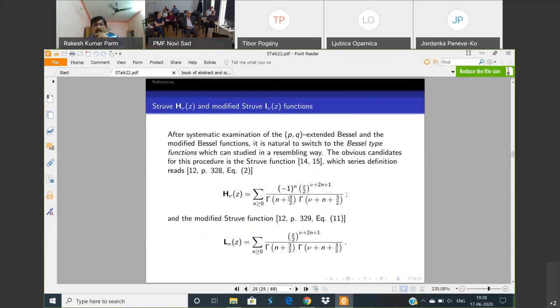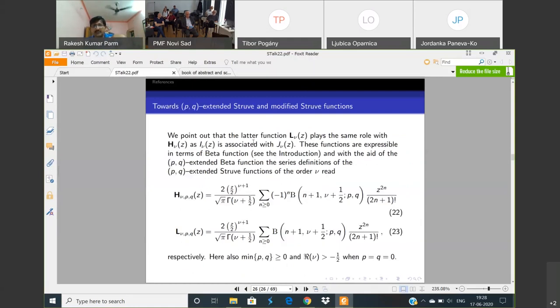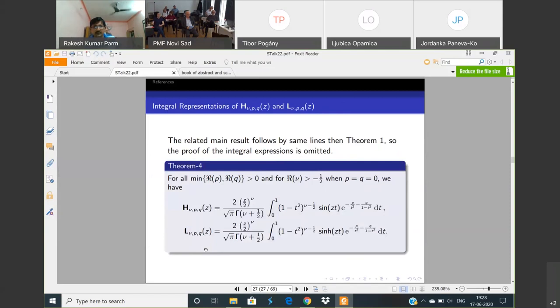After systematic examination of the PQ extended Bessel functions, it is natural to switch to other Bessel type functions, which can be studied in a resembling way. The obvious candidate for this process is the Struve function; we point out that the function L nu plays the same role with the H nu as I nu is associated with the Bessel functions. These functions are expressible in terms of beta functions, and with the aid of the PQ extended beta function, the series definition of the PQ extended Struve function of order nu reads by 22 and 23. The related main results follow by the same lines of theorem 1.